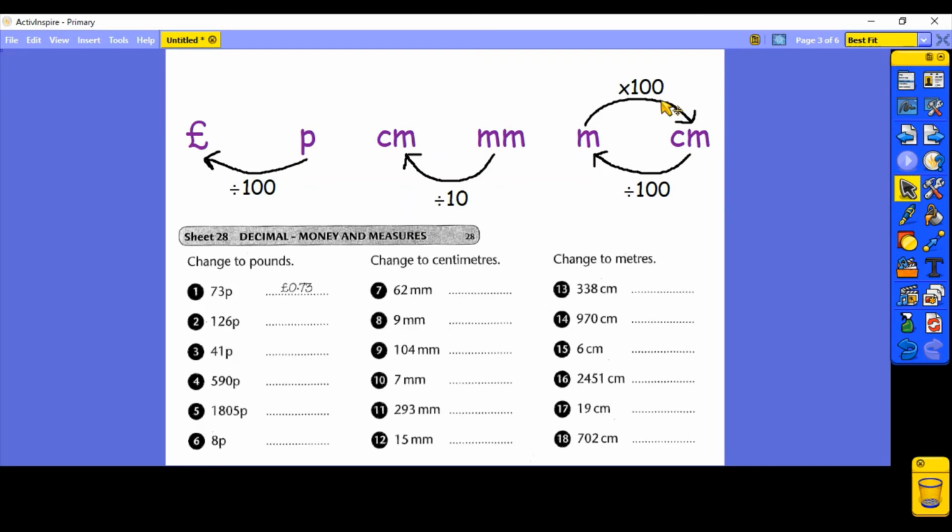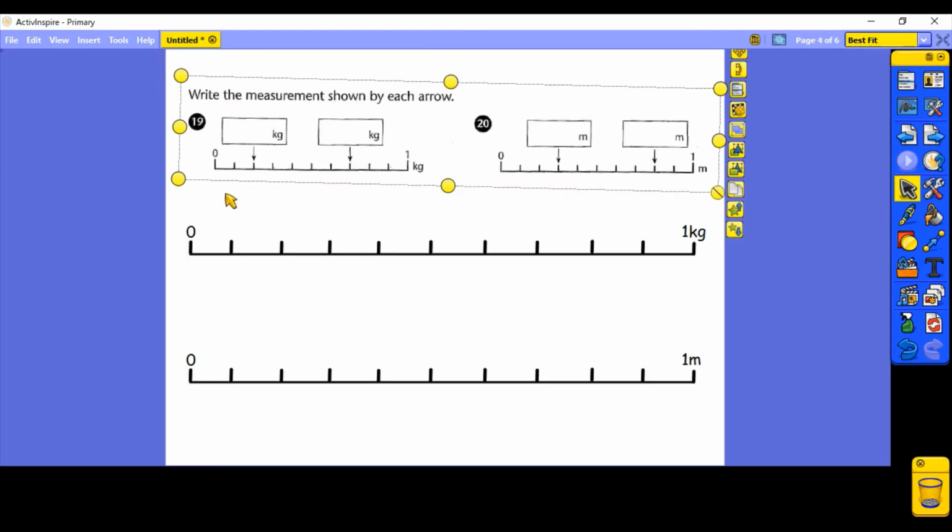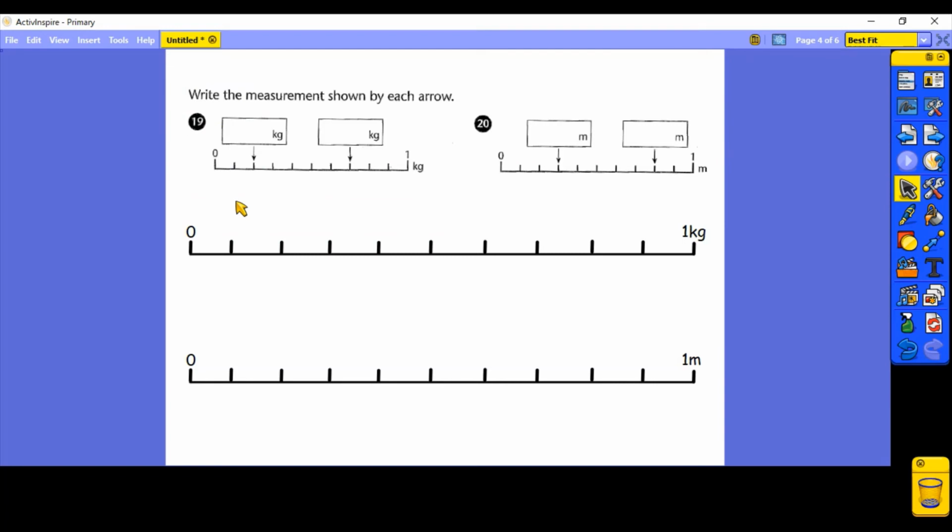So let's get rid of the top arrow because we don't need it for this. And you're going to be dividing by 100 to see how many lots of 100 centimeters fit into the numbers you've got here, because that will tell you how many meters you've got. So that should be not too tricky. It's a little bit like sheet 28, but it's just focused on pence to pounds, millimeters to centimeters, and centimeters to meters.